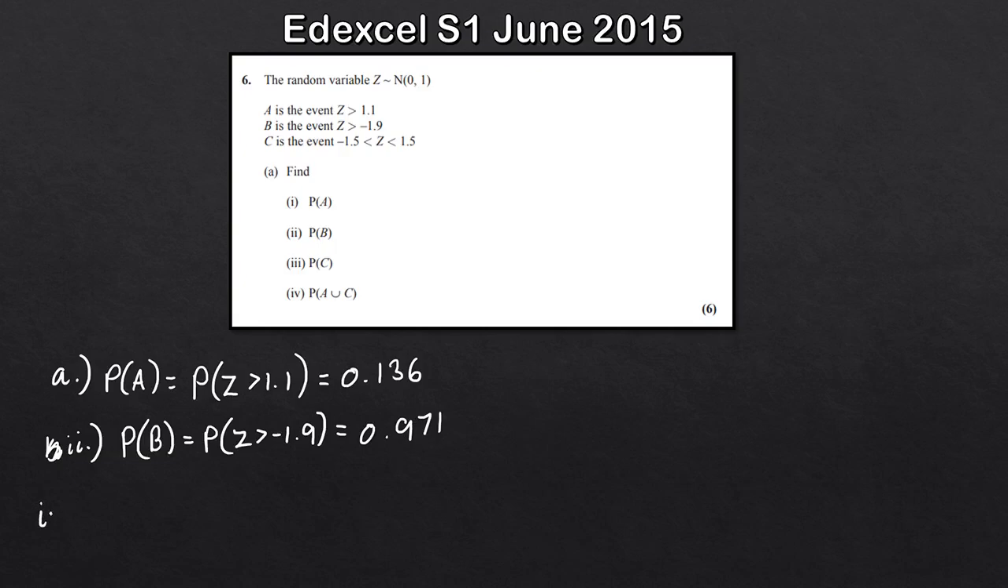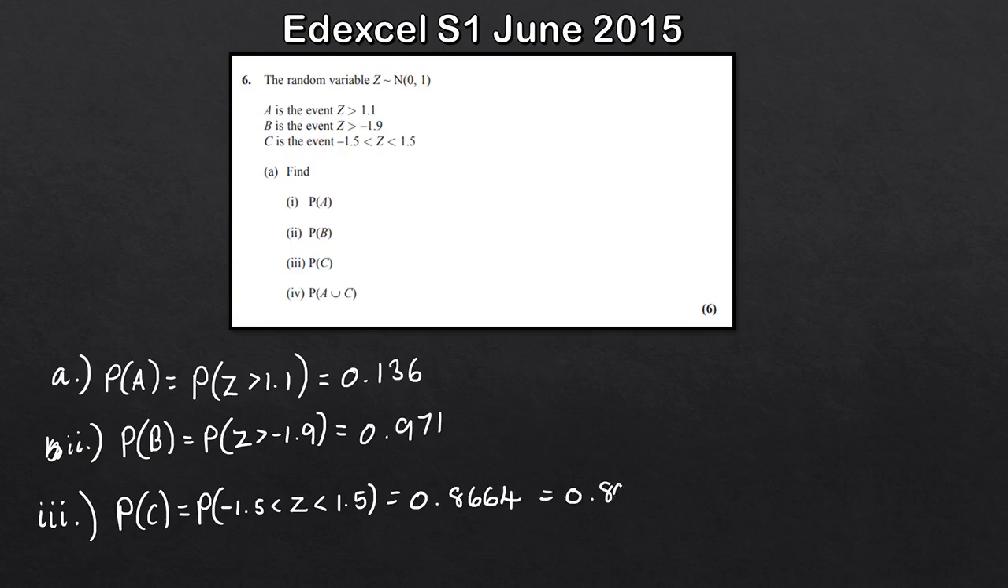Part 3, just like the last one we saw for question 3, this is where we're going to put our lower as the minus 1.5, our upper as the 1.5. This is the probability of being between minus 1.5 and 1.5. And then putting that into our calculator, what we get here is 0.8664. If you do that to 3 significant figures, that will be 0.866 there. Okay, seeing as I've given the other two to 3 significant figures.